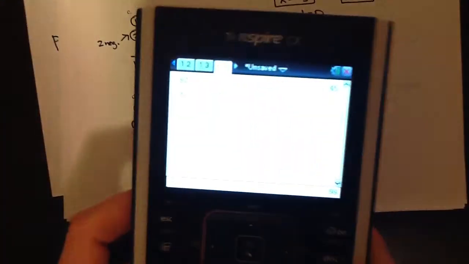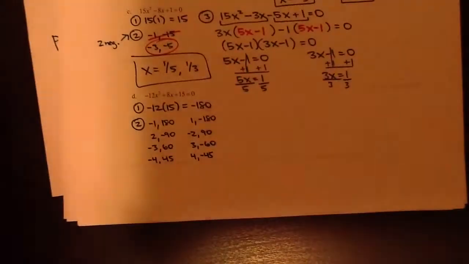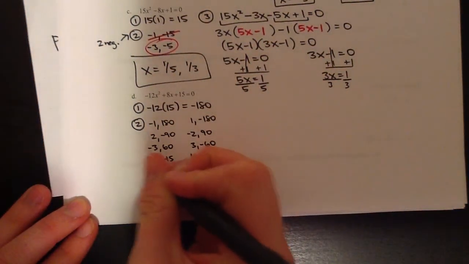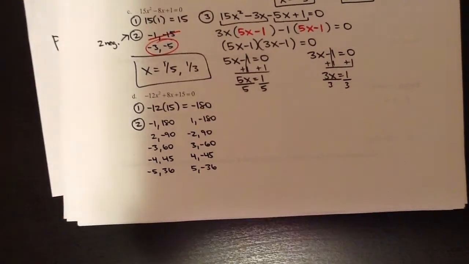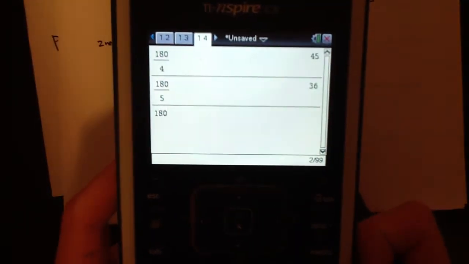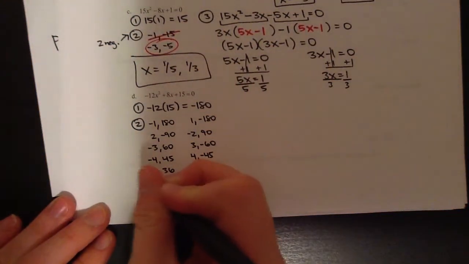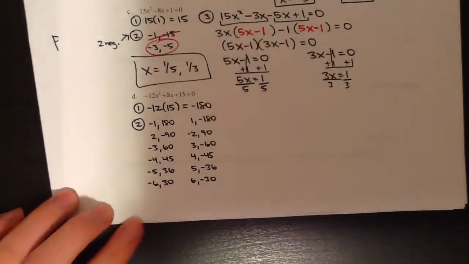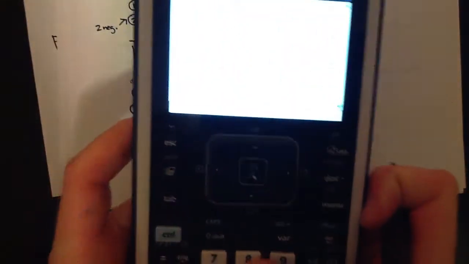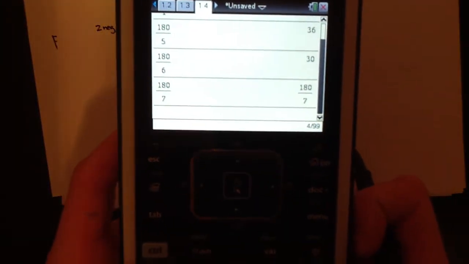Let's see if 5 is a factor. So we do negative 180 divided by 5. So 5 and 36. Negative 5 and positive 36, positive 5 and negative 36. Let's see if 6 is a factor. Yep, 6 and 30. We might run out of space here. So 1 positive, 1 negative. Let's keep checking. So 180 divided by 7. No, so 7 is not a factor.